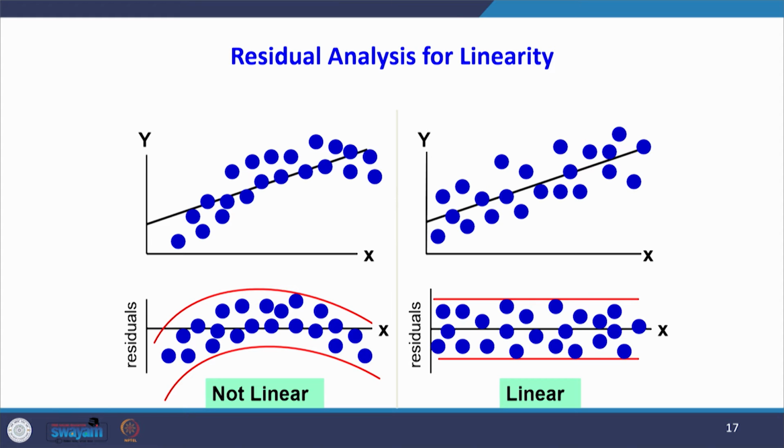Now, when you plot the error, you see that it is following a curved shape. We can say then our assumption of linearity is violated. Generally, this will happen if the actual data follow a non-linear pattern. Look at the right hand side. If it is linear, it is equally scattered around our predicted regression line. So, the right hand side is the plot of the error for a linear function, and the left hand side figures are for a non-linear function.